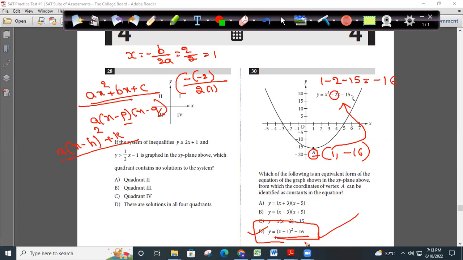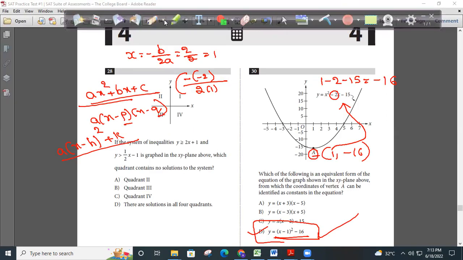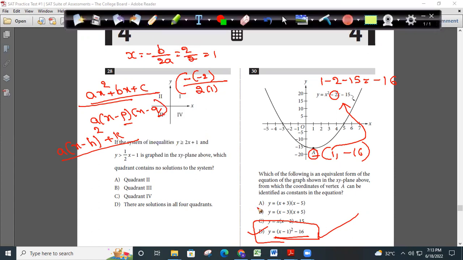But what do 99% of students do? They do one simple thing: they start trying to simplify. SAT is not about simplification here. I'm not criticizing, I'm telling you what students do. They start multiplying. So x into x is x square minus 5x plus 3x minus 15. Something you call FOIL, something you call, I don't know all those terms. x square minus 2x minus 15.